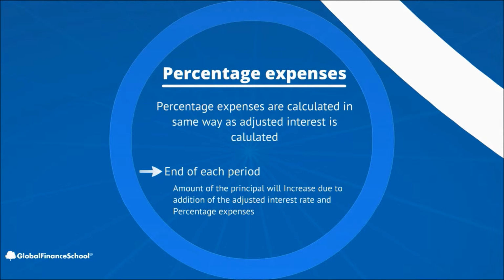Percentage expenses are calculated in the same way that adjusted interest is calculated. For example, at the end of each period, the amount of principal will increase due to the addition of the adjusted interest rate and the percentage expenses.